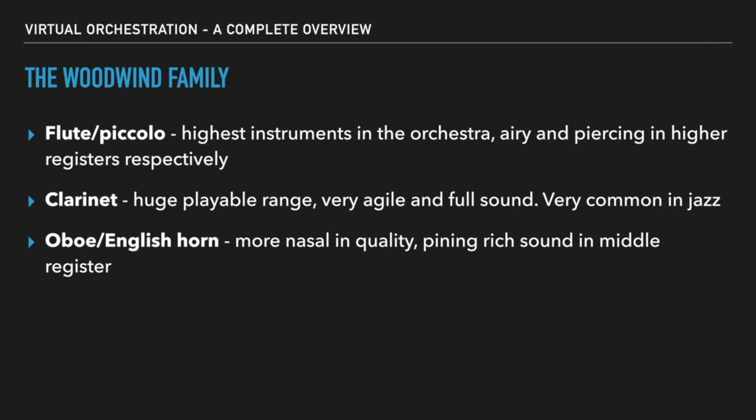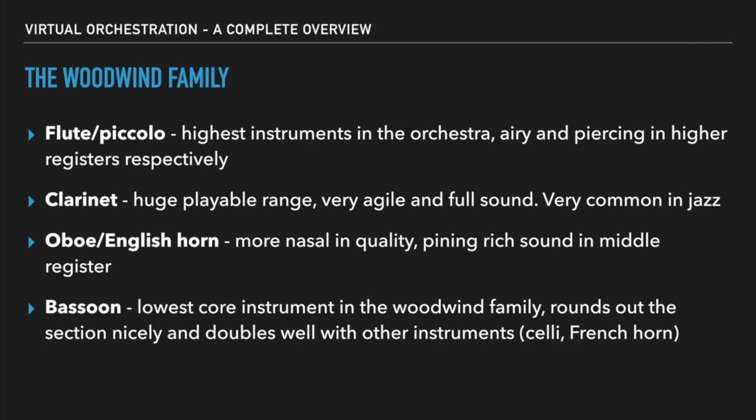from these woodwind instruments. And then we have the bassoon, which is the lowest core instrument in the woodwind family and rounds out the section nicely. And it also doubles well with other instruments such as the cello and the French horn because they kind of have similar timbres there. All right.